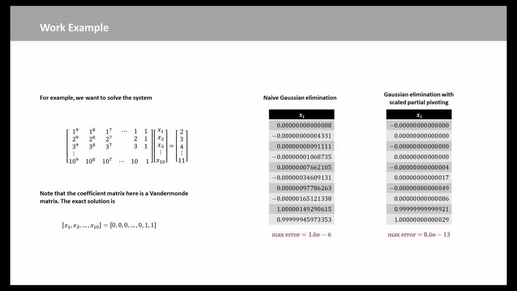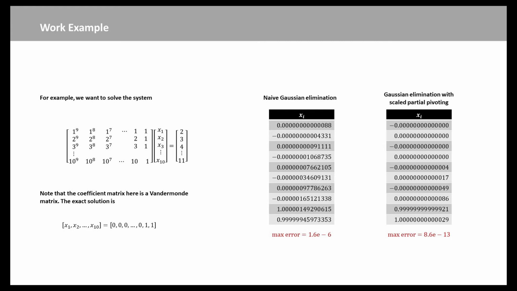Now we can use a simple example to see the two methods. We want to solve this linear system. Note that the coefficient matrix here is a Van Helmont matrix, and we know the exact solution as shown here. We use the naive Gaussian elimination and the Gaussian elimination with pivoting to compute the system, and obtain the following results. We see the round-off errors are magnified by a huge factor in the solution. The max error using the naive Gaussian elimination is much larger than the one using pivoting.